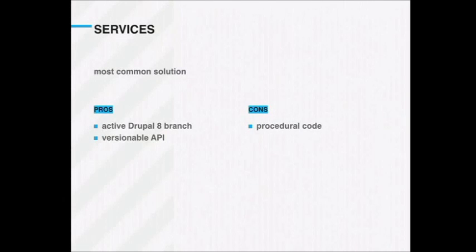The other module is the Services module. This is probably the most common solution in Drupal 7. The good thing about this module is that it has an active Drupal 8 branch, so you will probably know how to use it if you were using it in Drupal 7. It also provides some capabilities of versionable APIs, but it's written fully in a procedural way. But if we are looking at it in the Drupal 7 context, it doesn't have to be a con.